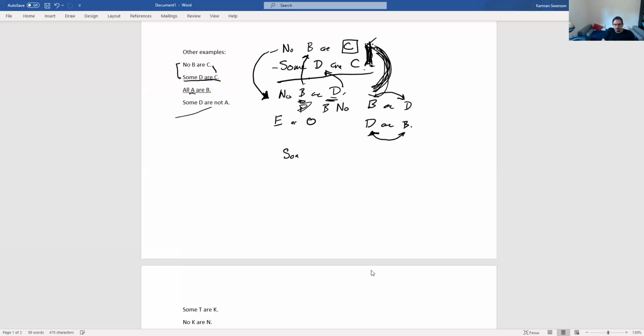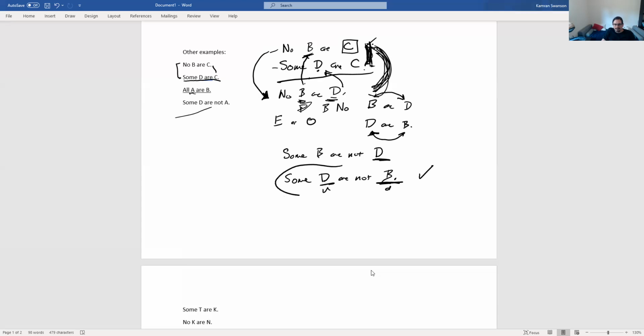Some B are not D. Now here, D is distributed and it's not distributed up here, so it still violates Rule 2. Let's try some D are not B. Well, here our B is distributed. It is distributed in the premises. That's good. And D is not distributed, so we don't have to worry about that.